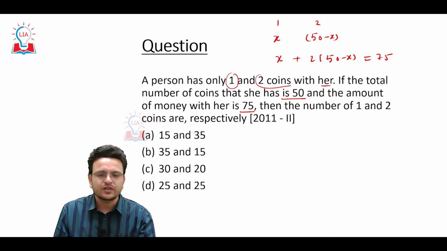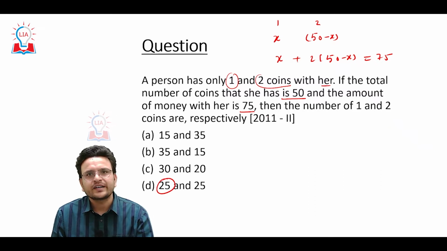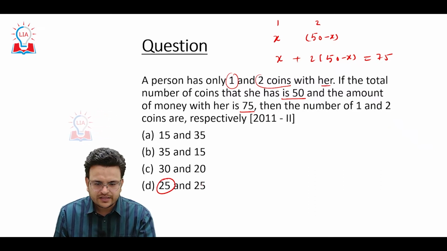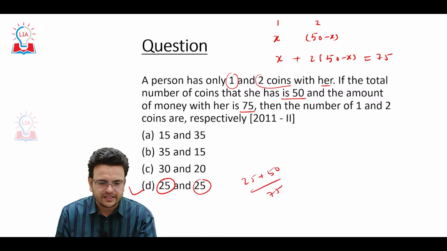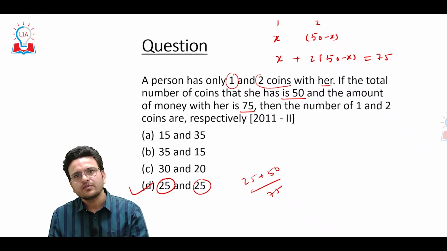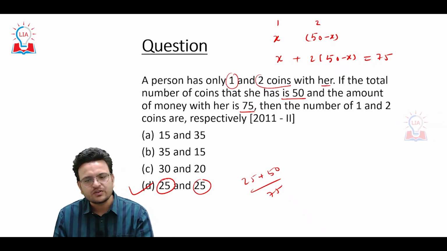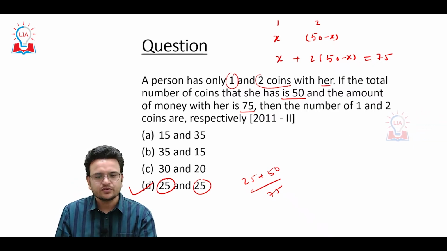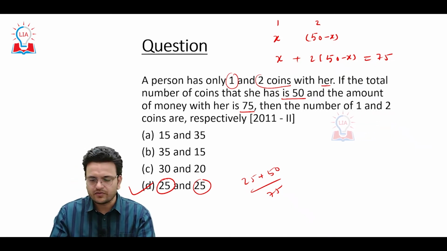Even then, while looking at the options only, we can say that 1 rupee coins 25, 2 rupee coins again 25, so 25 plus 50, 75. The answer will be D. So some of the questions can be easily solved by looking at the options. It is not necessary that you have to make an equation to solve a question. You just see the question and see the options. While looking at the options only, you can solve it.